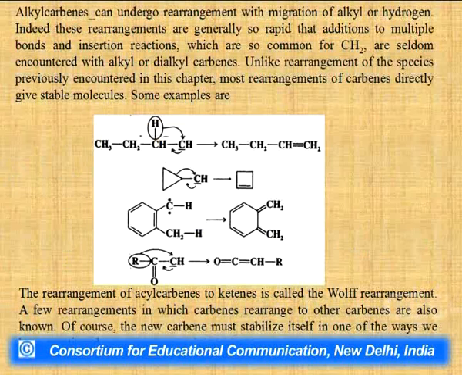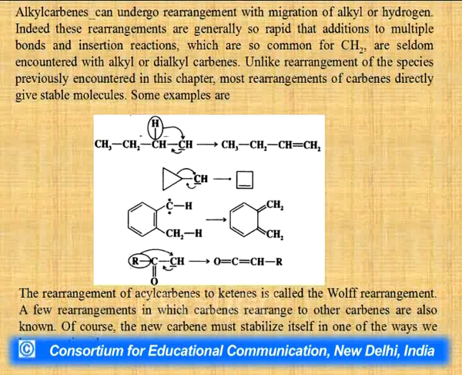Alkyl carbenes can undergo rearrangement with the migration of alkyl or hydrogen. Indeed, these rearrangements are generally so rapid that addition to multiple bonds and insertion reactions, which are so common for CH2, are seldom encountered with alkyl or dialkyl carbenes. Unlike rearrangements of the species previously encountered, most rearrangements of carbenes directly give stable molecules. You can see some examples of rearrangements.